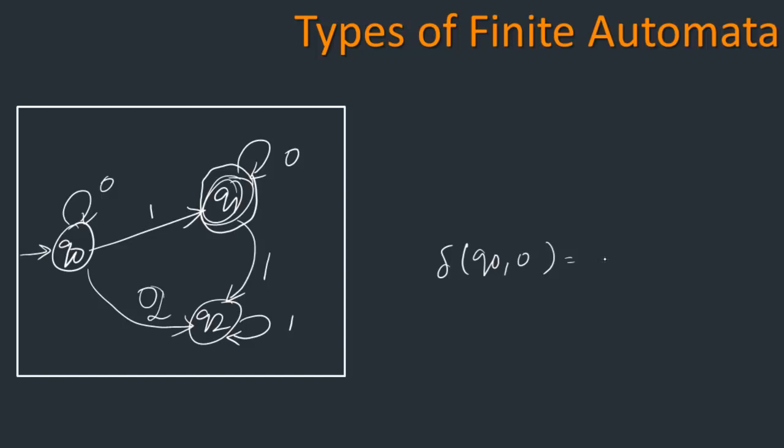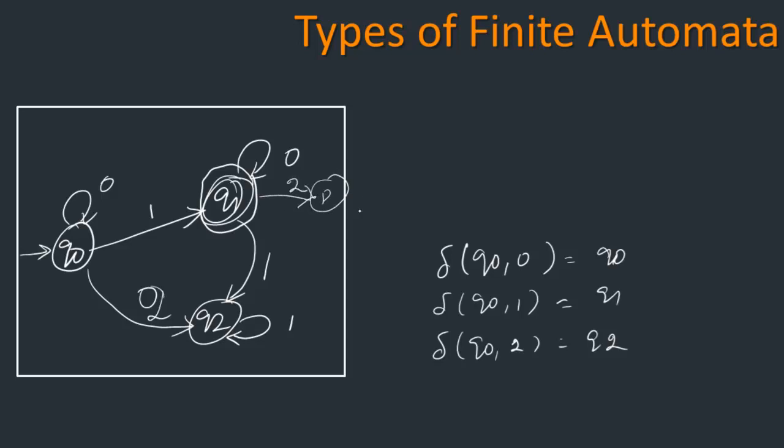So from Q0 on 0 it is only to Q0. From Q0 on 1 it is to Q1. From Q0 on 2 it is to Q2. Similarly, from Q1 there are transitions on 0 and 1, but there is no transition on 2. So a complete DFA is defined such that if the transition is not permitted, you can take it back to a dead state, which is almost like an exception. So from Q1, when you read the next symbol as 2, you can enter into an exception, which is a dead state.